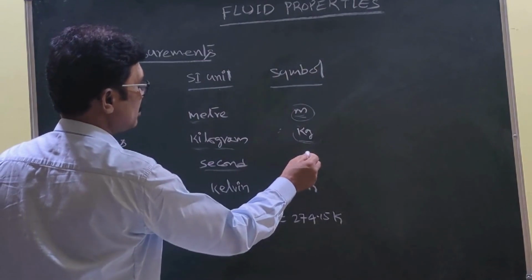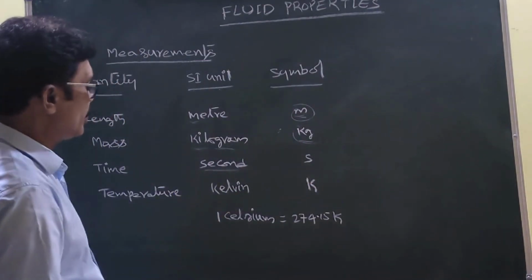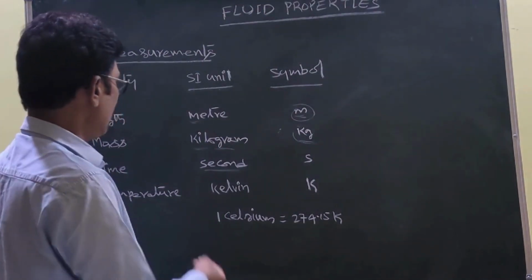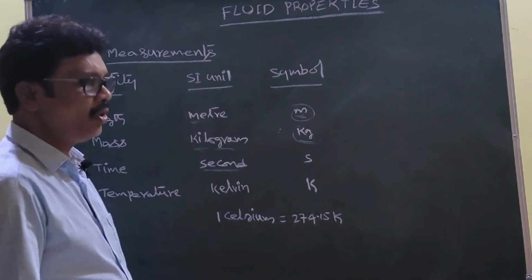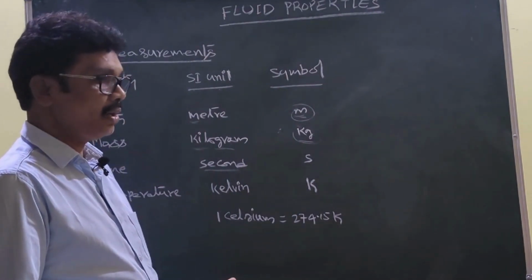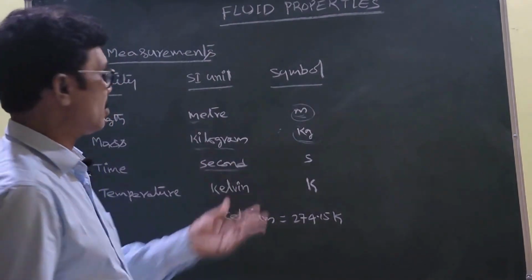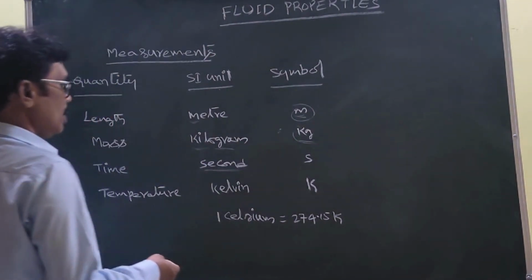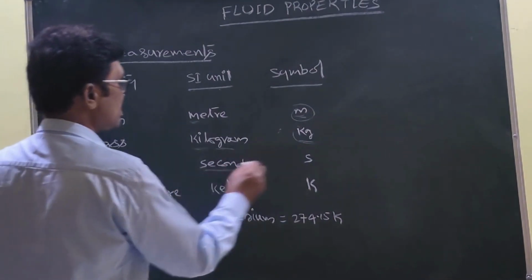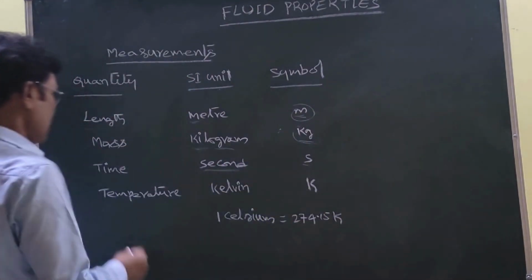The symbol is s, a small letter. Unless we fix time, we do not know how much time is needed for work, or if an object is completed, how much time was required. For all these things, we have to fix the time as 1 second. The second is denoted by small s.